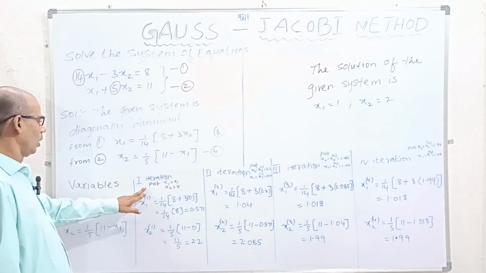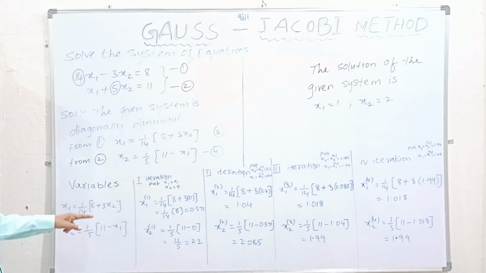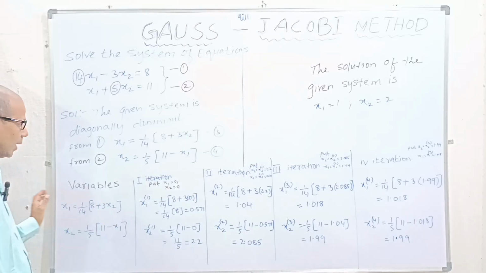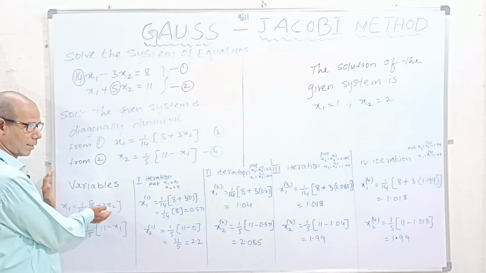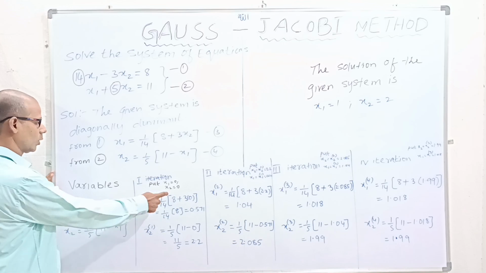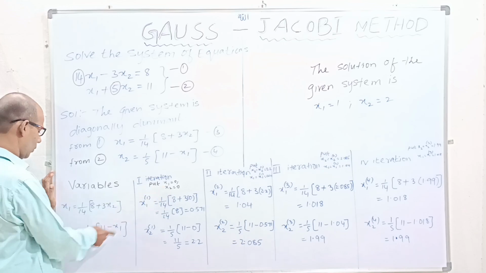Now, for the first iteration, what we have to do? For the first iteration, we have to substitute the values of x1 and x2 on the right hand side. Here we have to put x2 is equal to 0, and here we have to put x1 is equal to 0.